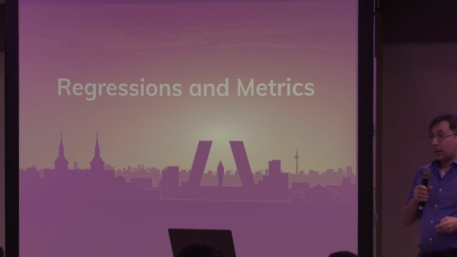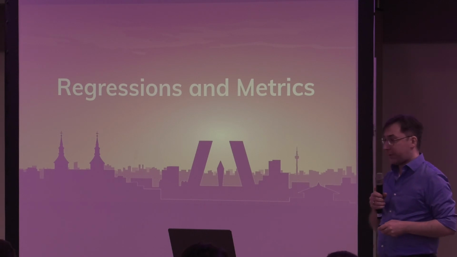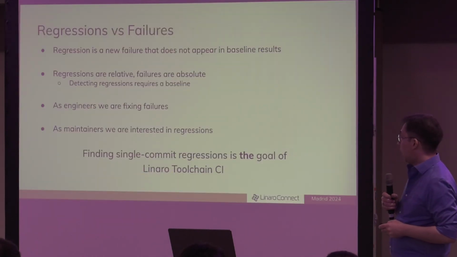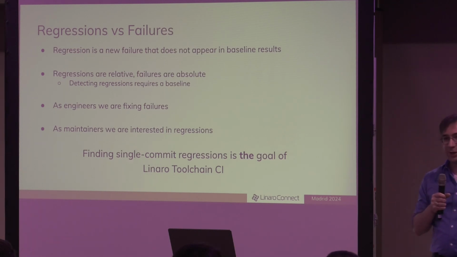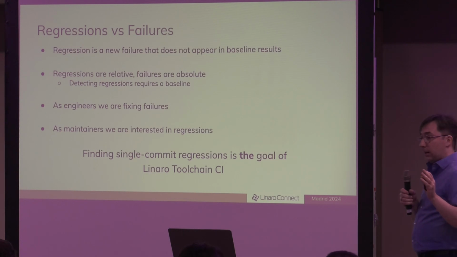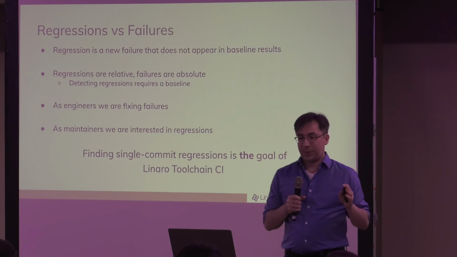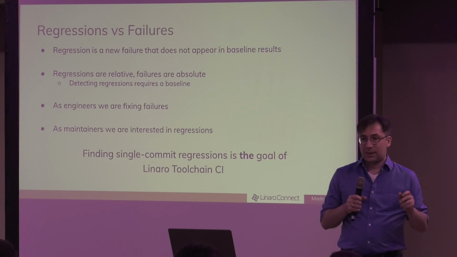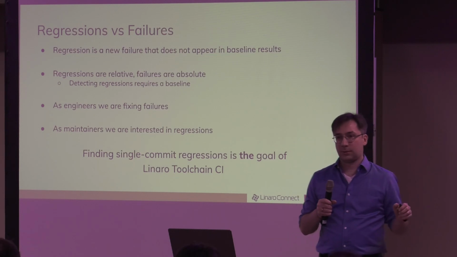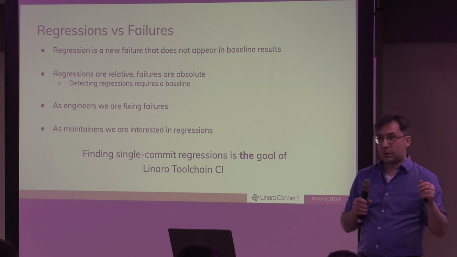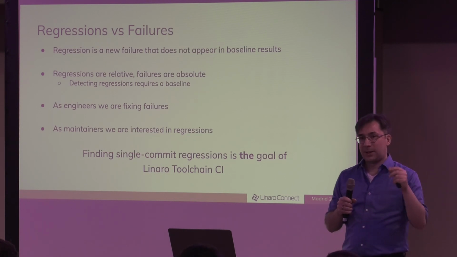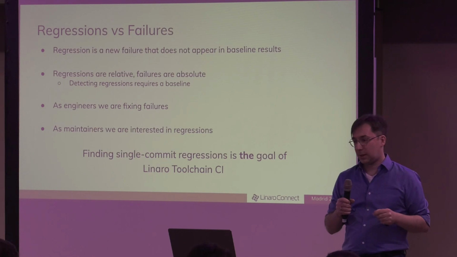Okay, that was the overall design and architecture. Now, regressions and metrics. It's important to understand the difference between a regression and a failure. A regression is a new failure that does not appear in the baseline results. And the big thing here is that regressions are always relative. Failures are absolute. You can see in the test results there is a failure or not a failure. Regressions are always relative. It depends on the baseline you are comparing to, exactly like in the question that Will asked.